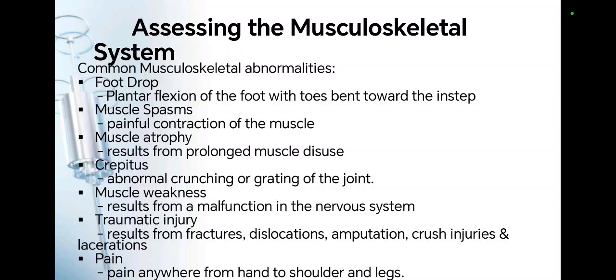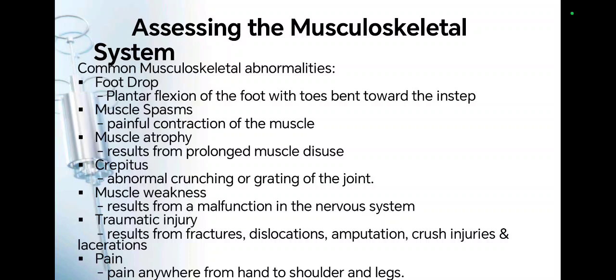Now, pain can be anywhere from the hand to the shoulder or legs. You have to check that one. So remember the pain assessment, PQRST. I hope you're familiar with this one, the PQRST pain assessment, wherein you ask the patient what provokes their pain, what's the quality of the pain, where is the region of the pain or where it radiates, the severity of the pain based on the pain score, and the time and duration of the pain.